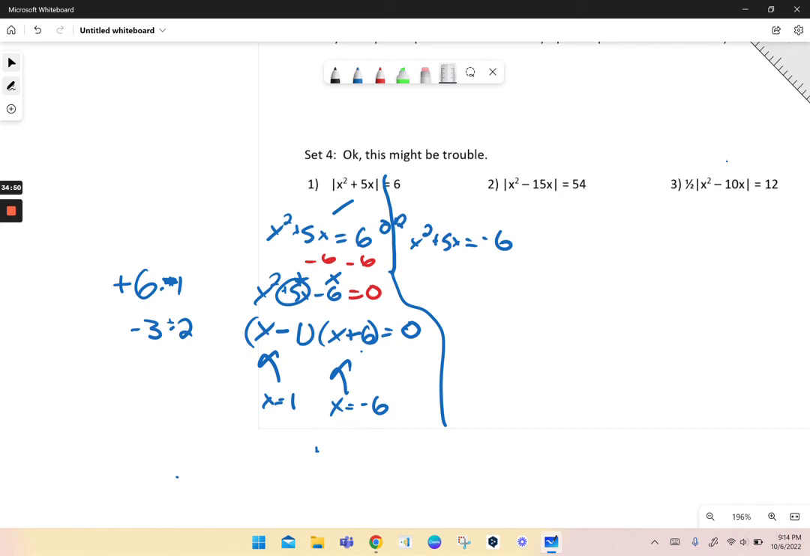I also need to solve this other one. I need to make it equal to 0, and we're going to do that by adding 6 this time. So we get x squared plus 5x plus 6 equals 0. And again, we want to factor.